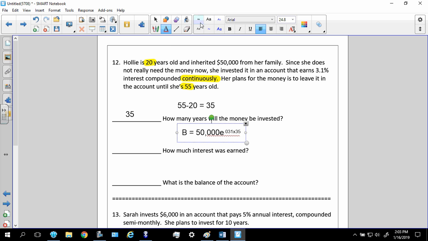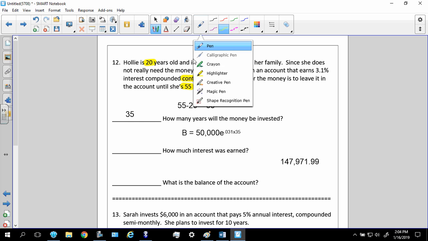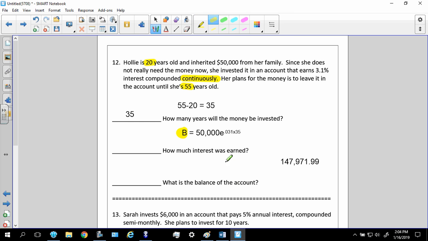When we do the work on this, the calculator tells us we have $147,971.99. Now the question is, what is that? The thing to remember is that this formula started with B. B stands for balance. So when you press enter, you're given the balance. When it asks how much interest was earned, that's a simple subtraction problem.